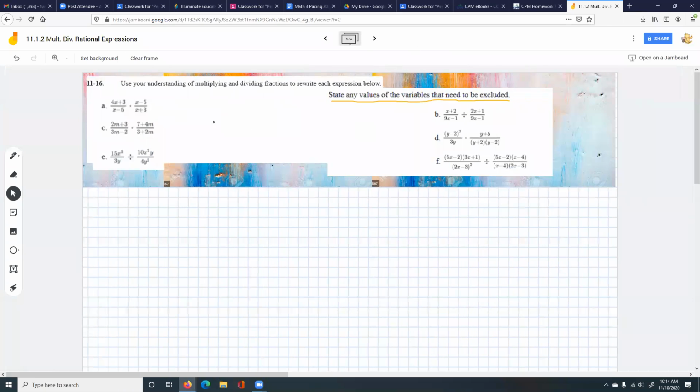Okay, how can we apply these multiplication and division rules of the problems we just did to rational expressions? So for 16a, we have 4x plus 3 over x minus 5 times x minus 5 over x plus 3, right? I'm just reading straight from your book right there.